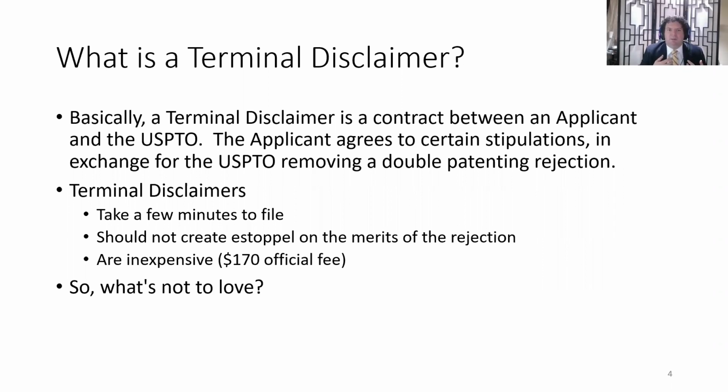Previously they were somewhat custom drafted. Now it's even a web form, just this very basic form. It only takes a few minutes to file once everyone's done their work. It should not create estoppel on the merits of the rejection, and they're relatively inexpensive. The USPTO, I think, charges a $170 official fee, at least for large entities at this time. So what's not to love about these?